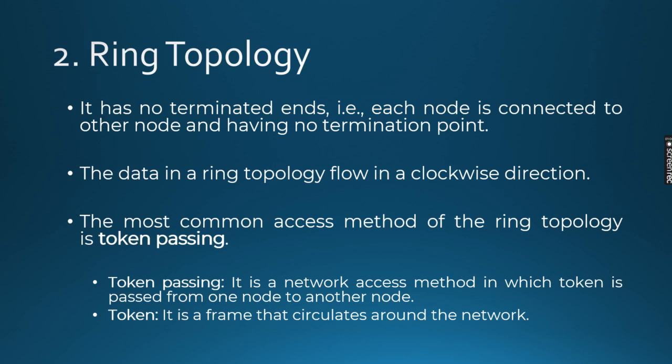The most common access method of the ring topology is token passing. Token passing is a network access method in which a token is passed from one node to another node. What is a token? A token is a frame that circulates around the network.